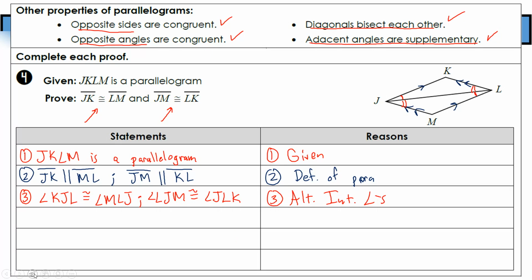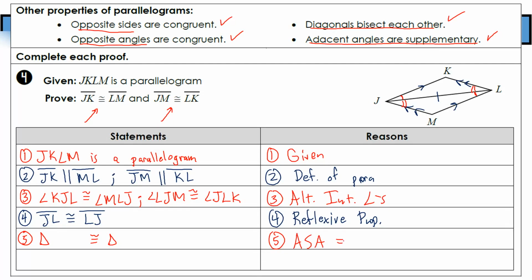Well, if I know all of this, I can now establish that these are congruent triangles. We've got angle, angle, and of course, we can do the reflexive property in the middle. So let's do that. We can say that JL in one triangle is congruent to LJ in the other triangle because of the reflexive property. That then allows us to prove that these two triangles are congruent, as I mentioned earlier. So we want to say triangle something is congruent to triangle something because of angle, side, angle congruency.